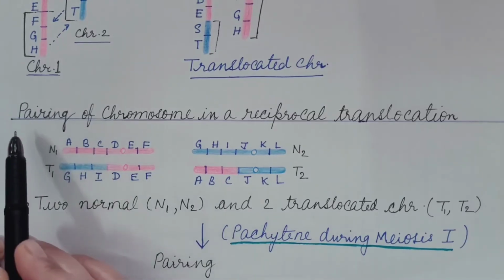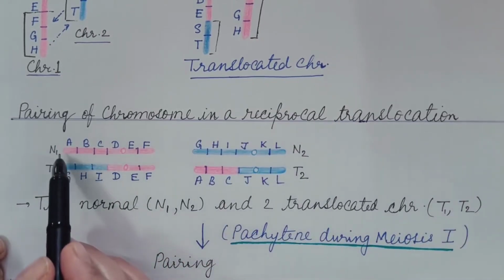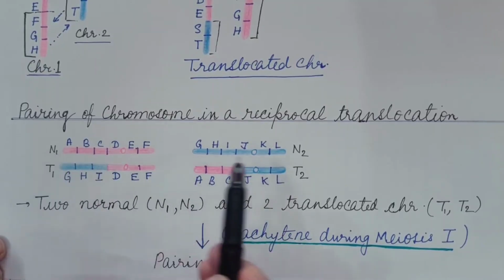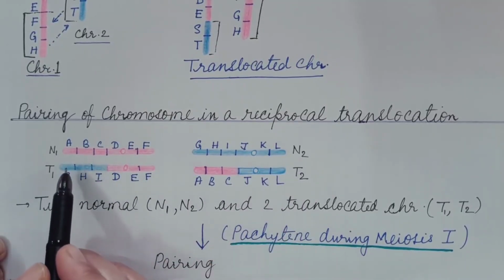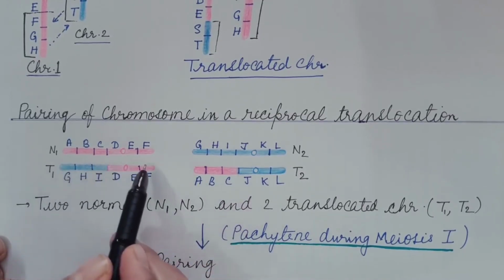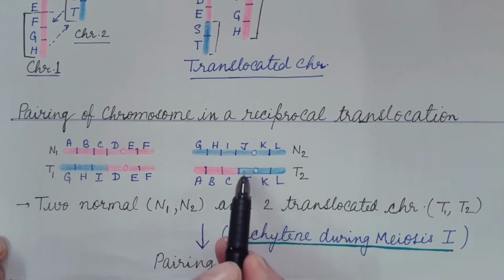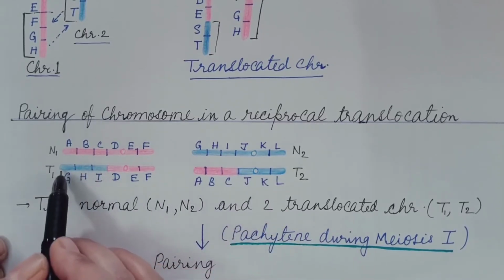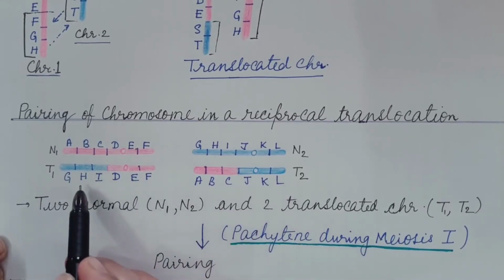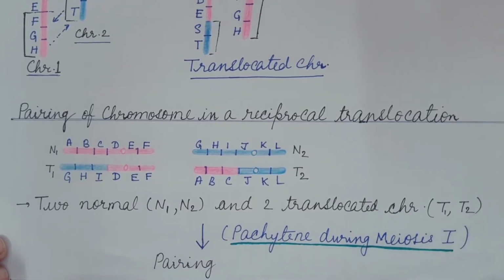Now let us discuss in detail how the pairing of chromosomes in a reciprocal translocation takes place. These two are the normal chromosomes N1 and N2 and these are the translocated chromosomes T1, T2. From this chromosome, a segment breaks and it attaches to this chromosome, and from this chromosome a segment breaks and it attaches to this chromosome. In this way it gives two translocated chromosomes T1 and T2. So here there are two normal chromosomes N1 and N2 and two translocated chromosomes T1 and T2.